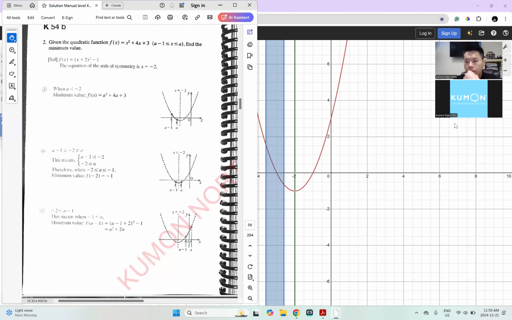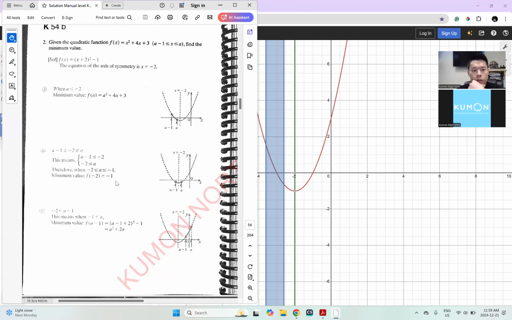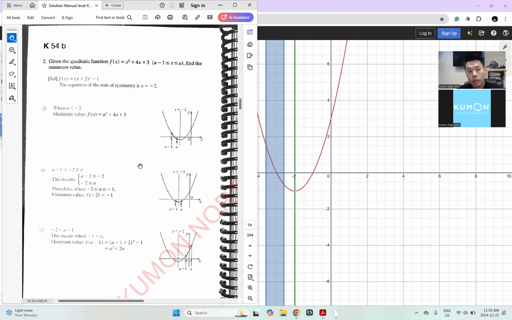Okay, so for this video, we're going to be talking about page 54b. Let's read through the question first. We're given a quadratic function f(x) = x squared plus 4x plus 3, right? I already drew this equation using Desmos, and this is how the graph looks.